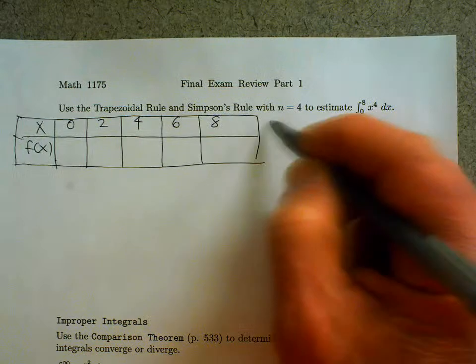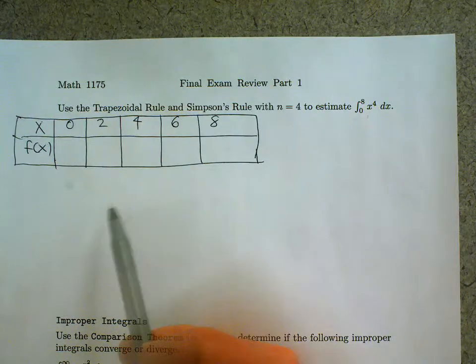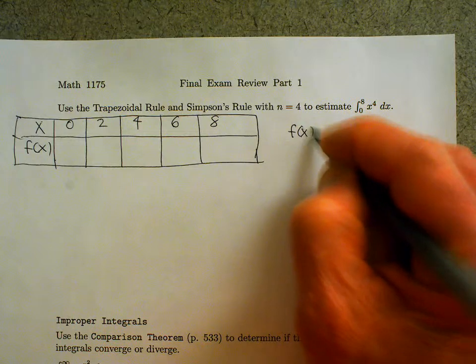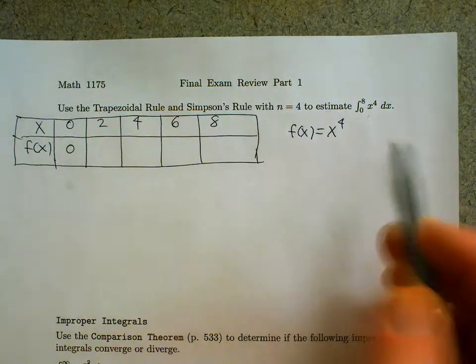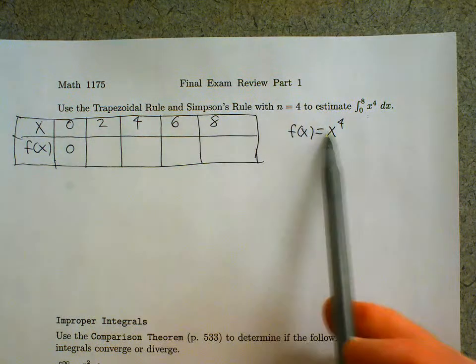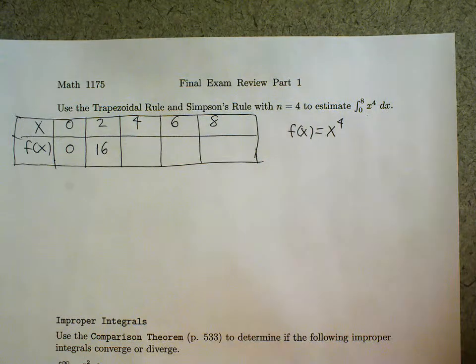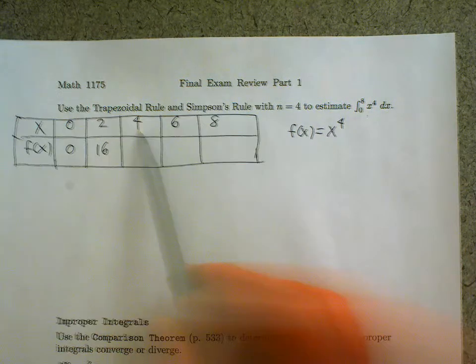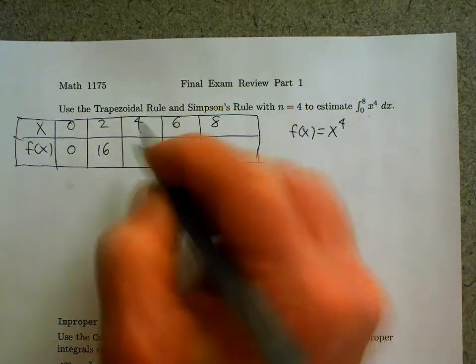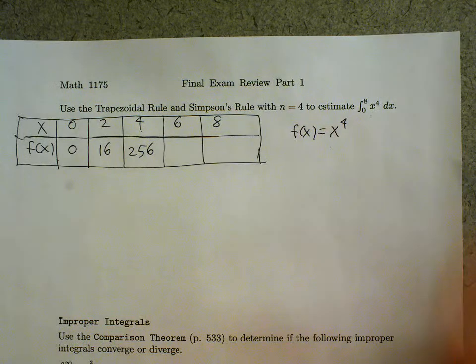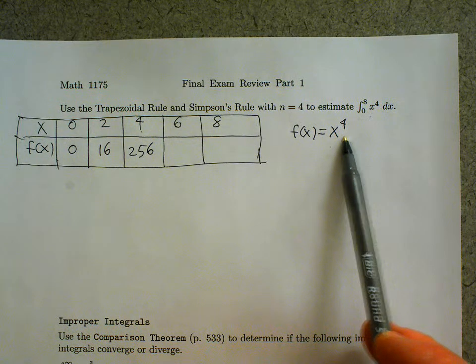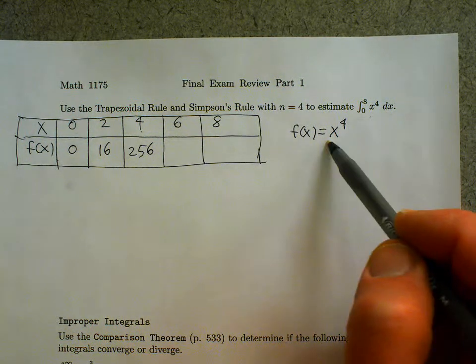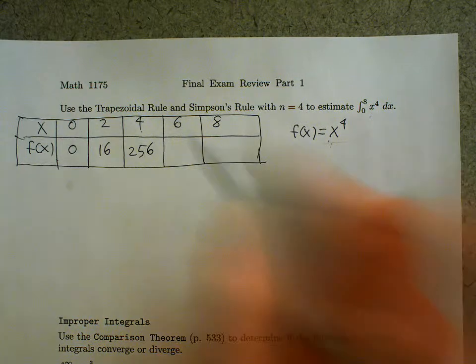And then find the outputs that correspond to those inputs. So f of x is equal to x to the 4th. So when x is 0, 0 to the 4th is 0. When x is 2, 2 to the 4th is 16. When x is 4, 4 to the 4th is 256. 6 to the 4th, 6 times 6 is 36, times 6 is 216. 216 times 6 is 1296.